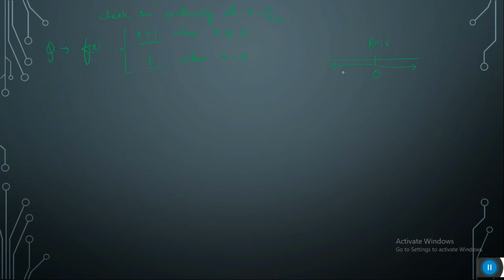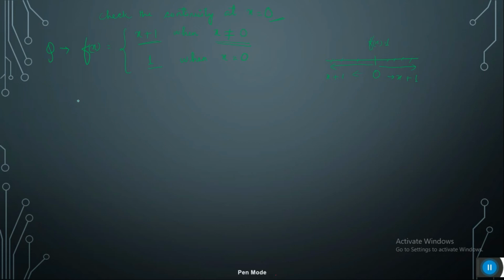And if it is not 0, on this side it will be x plus 1 and on this side also x plus 1. This is what we understand by x not equal to 0. When x is not equal to 0, it will take all other values on both sides. So if the function is splitting itself, becoming two different functions at a point, then you will check the continuity at that place.